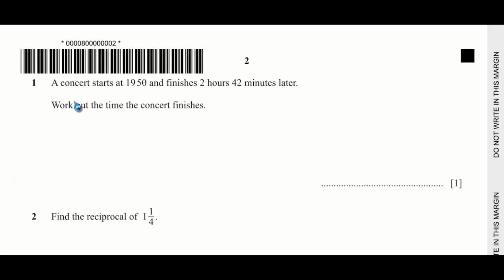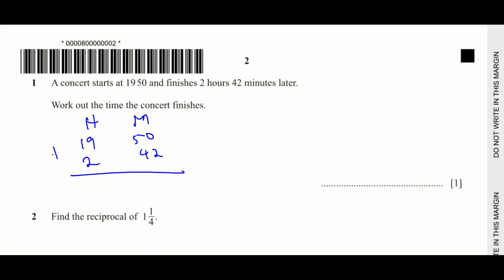Let's jump into the first question. Question 1. A concert starts at 1950 and finishes 2 hours 42 minutes later. Work out the time the concert finishes. So you may want to have the hour and the minute here. The concert starts at 1950, that is 19 hours 50 minutes. Then it finishes 2 hours 42 minutes later, 2 hours here and 42 minutes here.